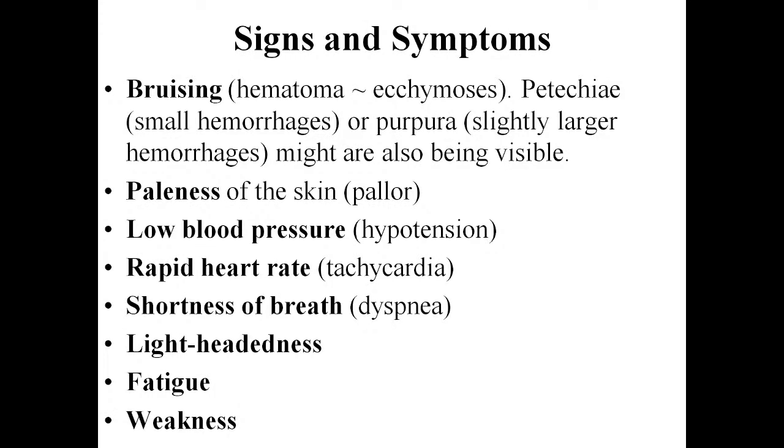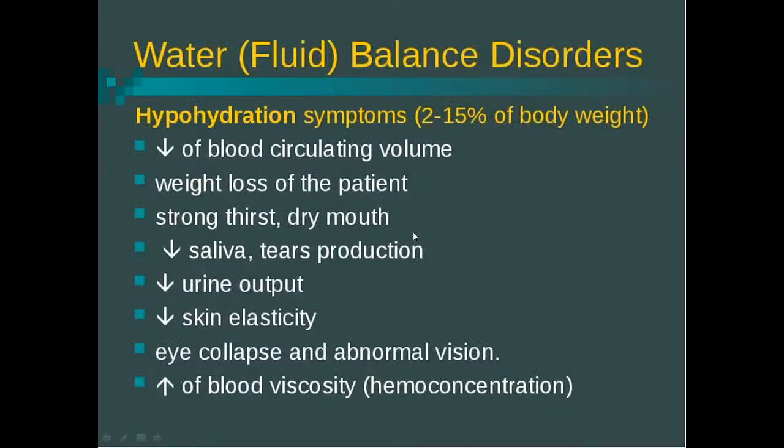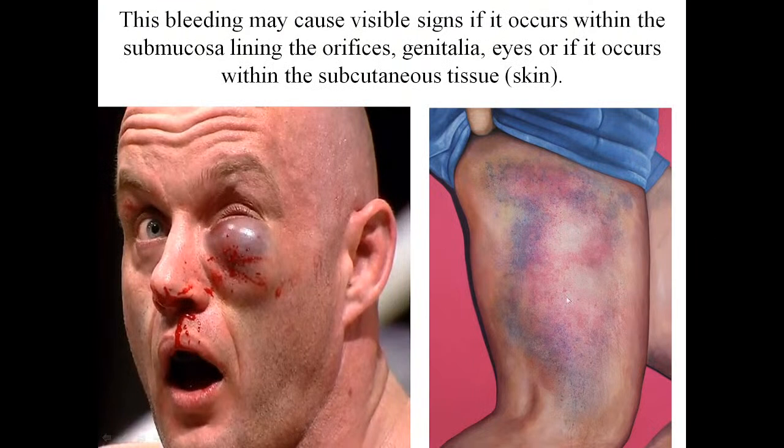Student, in the slide you can see the signs and symptoms of bleeding. These are signs which you can see. The first signs: bruising, hematoma, ecchymosis, petechiae, small hemorrhages, or purpura, slightly larger hemorrhages. And now I remind you that in here you can see bruises. These are signs of bleeding, and these signs you can see.